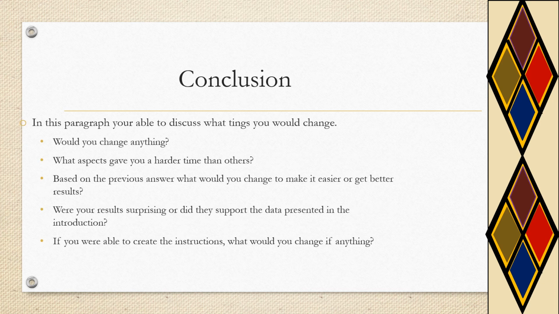In the conclusion, in this paragraph, you're able to discuss what things you would change. What would you change, if anything? What aspects gave you a harder time than others? Based on your previous answer, what would you change to make it easier or get better results? Were your results surprising, or did they support the data presented in the introduction? And if you were in the teacher's position, would you change any of the instructions to make it easier, a bit harder, a bit more entertaining, or whatever?